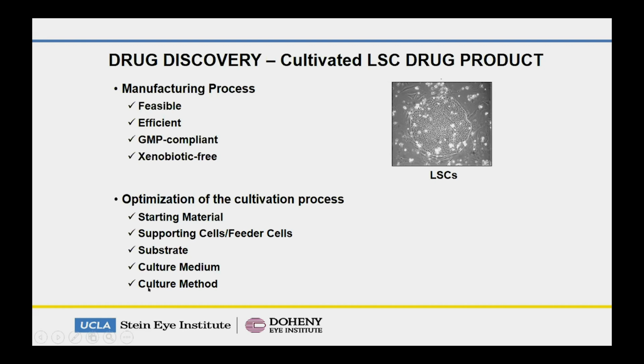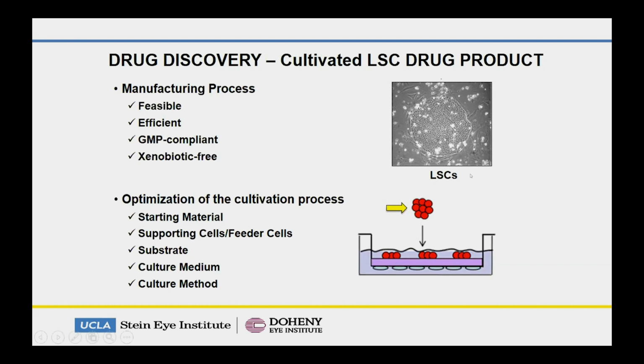First is the starting material, which means that when the tissue is biopsied, how do we culture these stem cells from the biopsy? Secondly, are there supporting cells, feeder cells, that will increase the efficiency of the expansion of the stem cell population? And third, how can we ensure the culture substrate or the transplant substrate is safe and effective? And next, the culture media, how can we make it xenobiotic free? And lastly, the way that the cells are cultured, and how can we recreate the in vivo limbal stem cell niche.